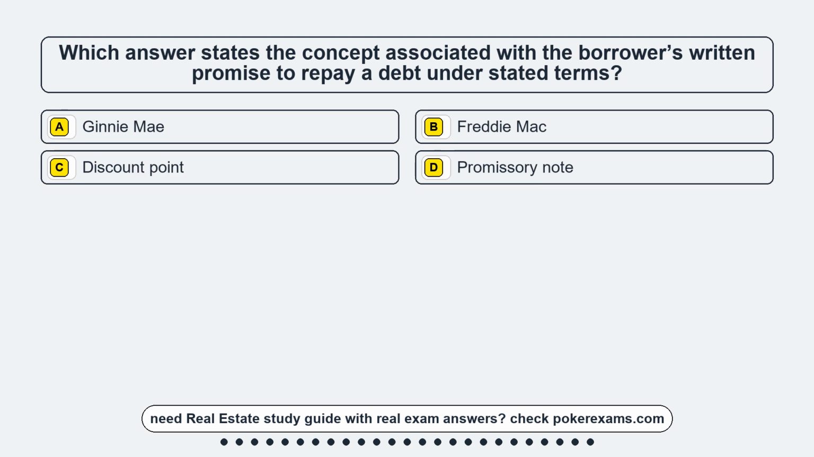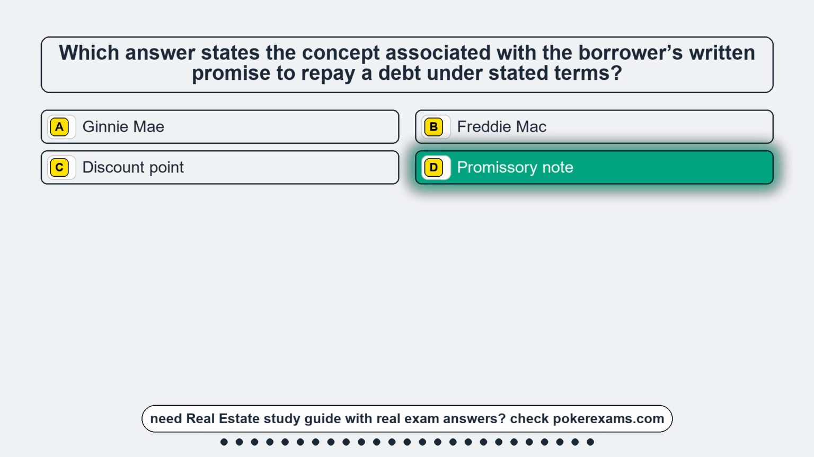Question 20. Which answer states the concept associated with the borrower's written promise to repay a debt under stated terms? Option A, Ginnie Mae. Option B, Freddie Mac. Option C, discount point. Option D, promissory note. The correct answer is option D, promissory note.